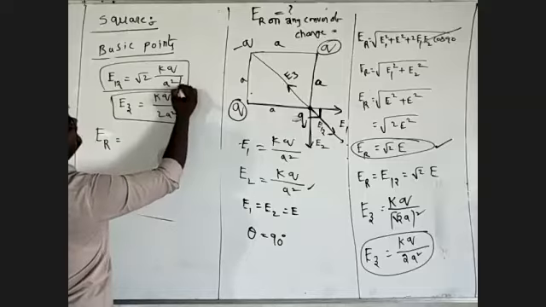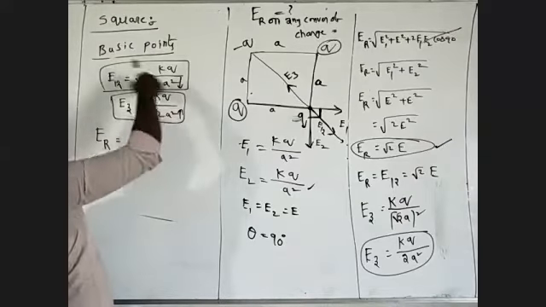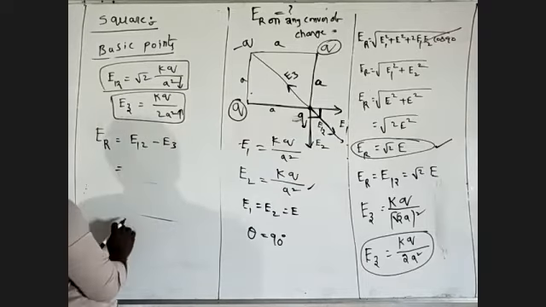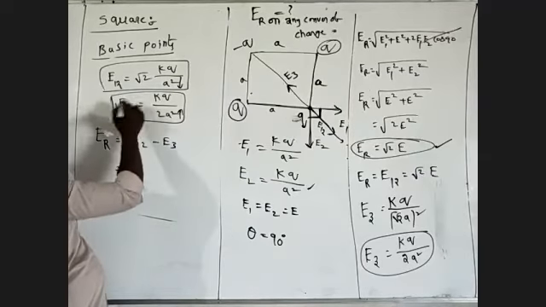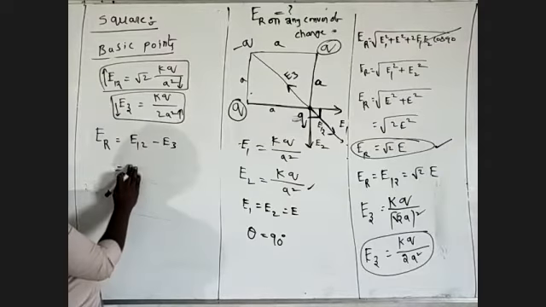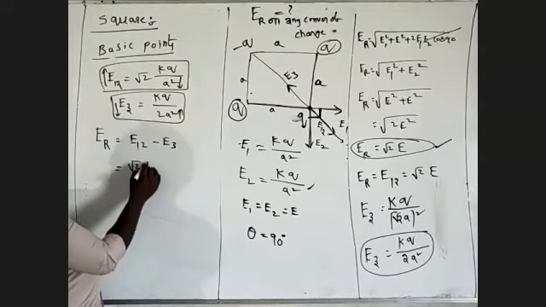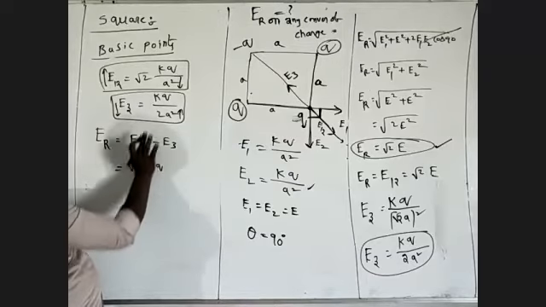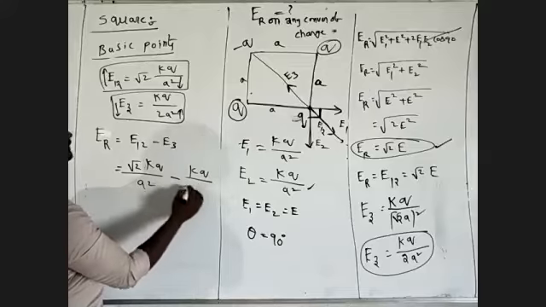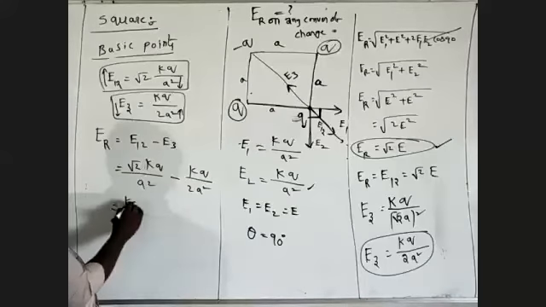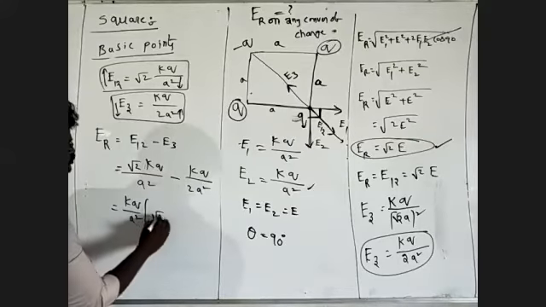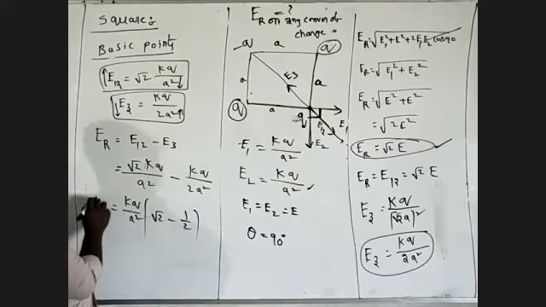Distance is A square, less value. This is more value. Less value means more. E12 minus E3 value. 2A square more, E3 less. A square is less, E12 is more value. Now E12 means root 2 KQ by A square minus KQ by 2A square. So A square, now KQ by A square take common from both terms, and we are getting root 2 minus 1 by 2. This is the result.